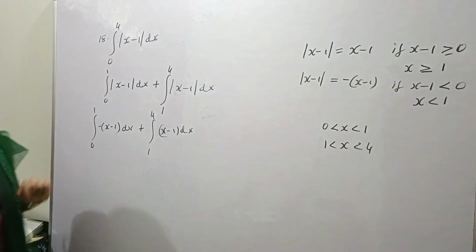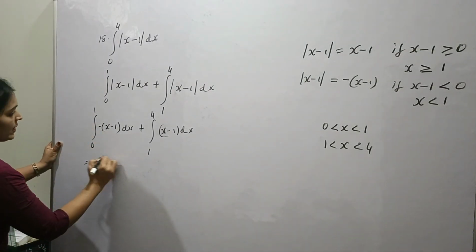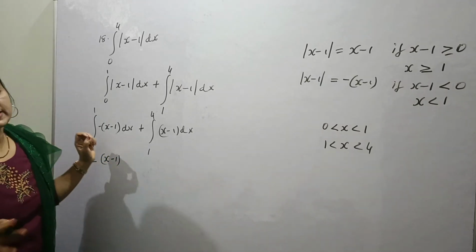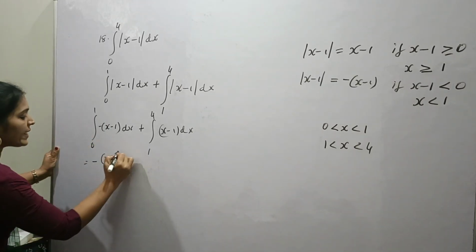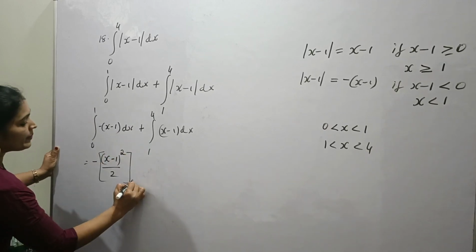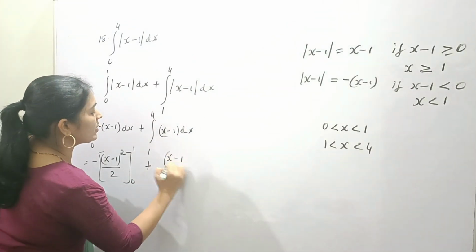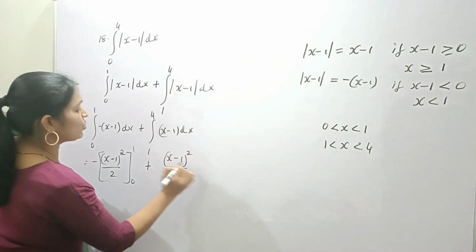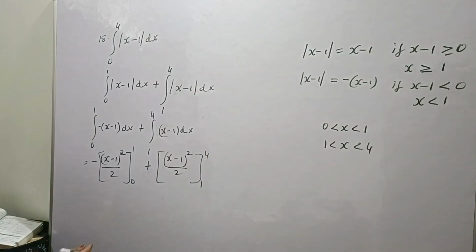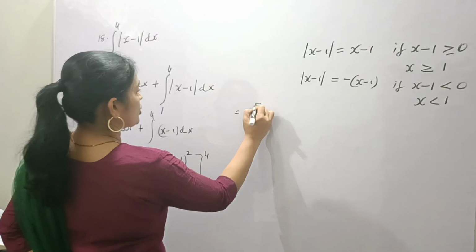Now let's integrate it. Take the minus outside: minus x minus 1 whole square by 2, since the integral of x dx is x square by 2 and likewise for x minus 1, limits 0 to 1, plus here also x minus 1 whole square by 2, limits 1 to 4. Then that is equal to minus of.